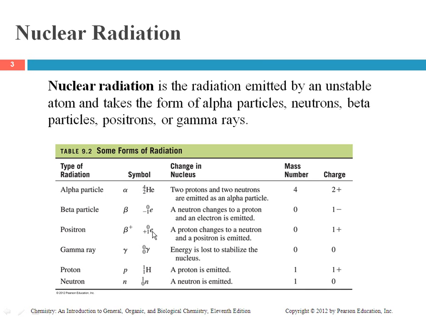It looks very similar to a proton. When a proton changes, it's going to change to a neutron, and a positron is emitted. It's got a +1 charge and a 0 mass. So both of these have 0 mass and a 1 plus charge that comes here. Your gamma rays are actually the most penetrating, but they have no mass and no charge.